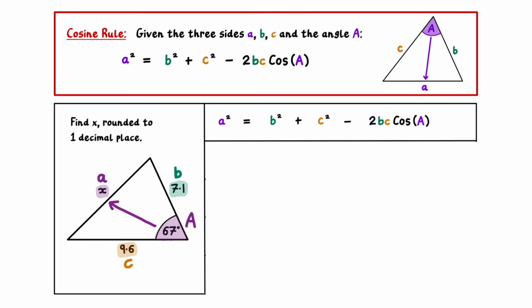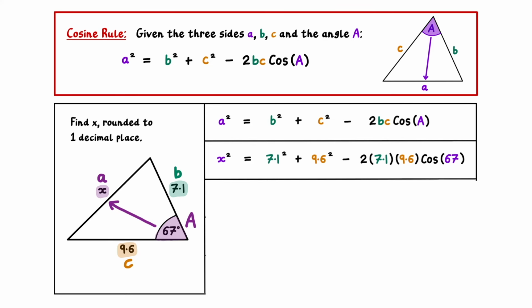Here we have a equal to x, b equal to 7.1, c equal to 9.6, and capital A equal to 67. Subbing these values into the cosine rule gives us the equation x squared equals 7.1 squared plus 9.6 squared minus 2 times 7.1 times 9.6 times the cosine of 67. Even though the right-hand side looks a bit messy, it doesn't involve any unknowns, so we can type the whole thing directly into our calculator.